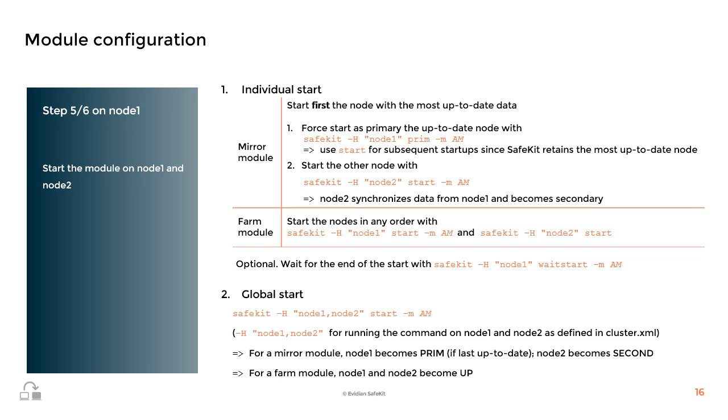For a mirror module, node 1 will become the primary with the prim state if it has the most up-to-date data, and node 2 will become the secondary with the second state. For a FAR module, both node 1 and node 2 will become active with the up state.